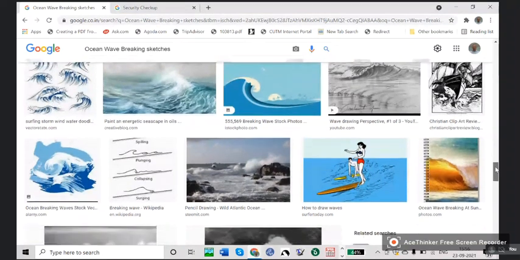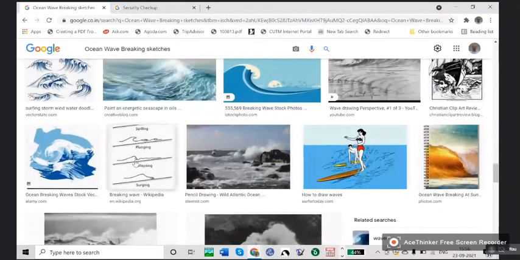Then collapsing breaker. Collapsing breaker means it is on the verge of breaking and impinging or touching with its front surface. But what happens is it collapses. So the peakness will not be built. So it is a collapsing wave.